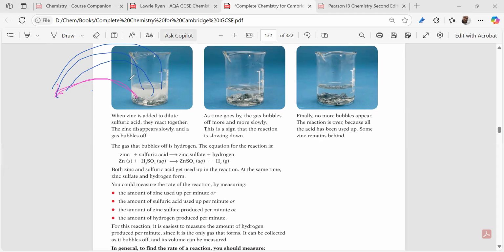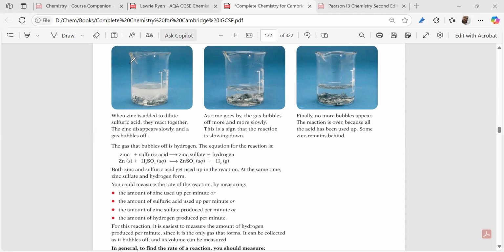Or we can take out 5 cm³ of the H2SO4 and find out the concentration which is there, the concentration getting used up. Or we can find out the zinc sulfate by precipitating it. We can take 10 cm³, precipitate the zinc sulfate, filter it, and measure it. Or we can find out the hydrogen getting produced per minute. The same result will come.